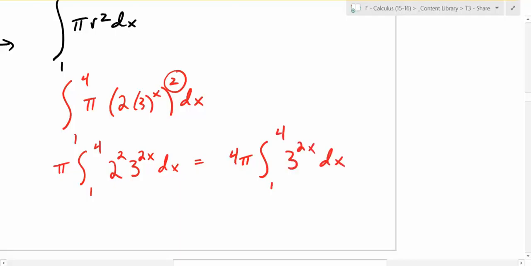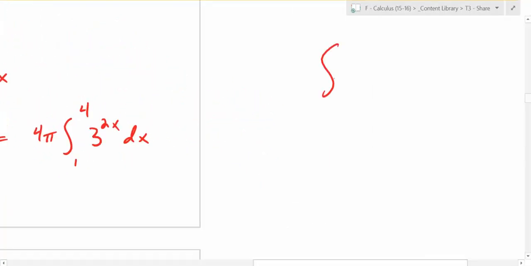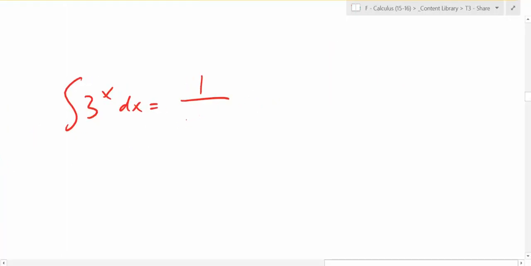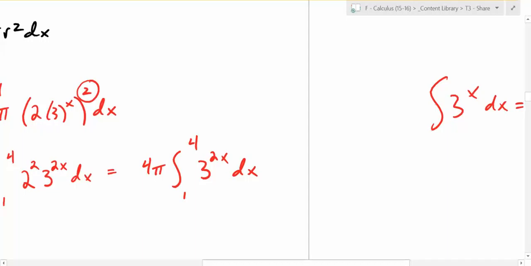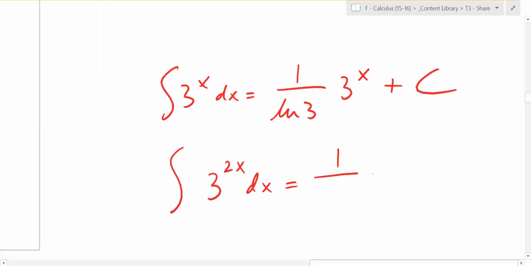Do you remember what the integral of 3 to the 2x dx is? What's the integral of 3 to the x? Do you remember what that is? 1 over ln 3 times 3 to the x. Because when you take the derivative of 3 to the x, you get ln 3 times 3 to the x, so you have to cancel that out, right? What's the only difference here? It's a 2x, right? Chain rule. The chain rule would kick out a 2. So if you're going to do the integral of 3 to the 2x, what's that going to be? 1 over 2 ln 3, 3 to the 2x plus c.